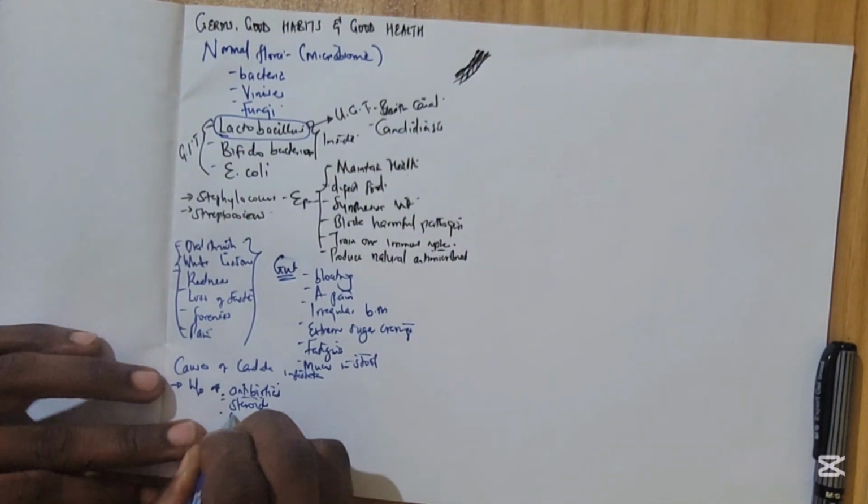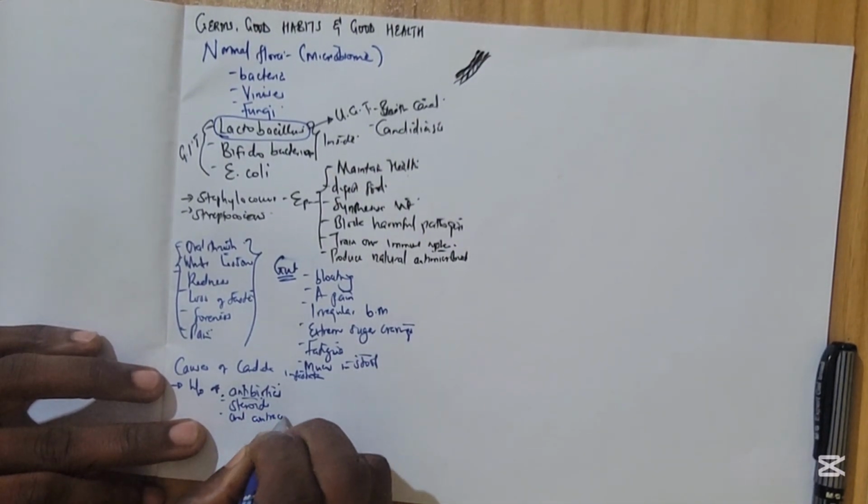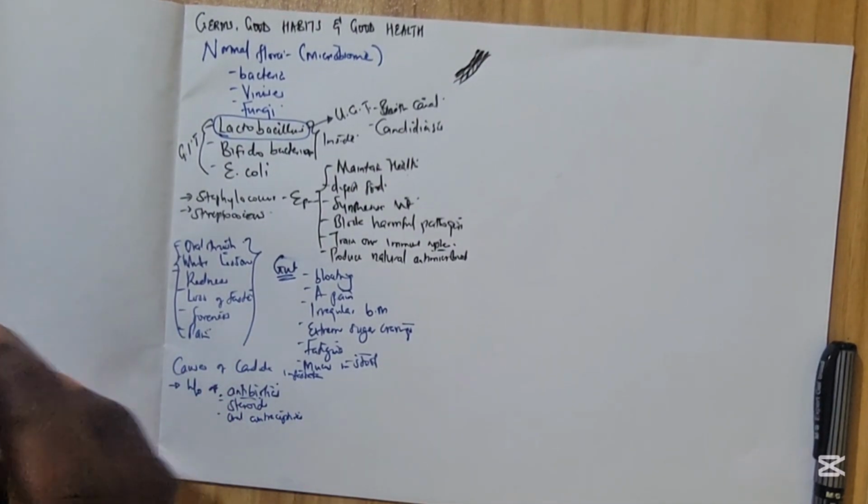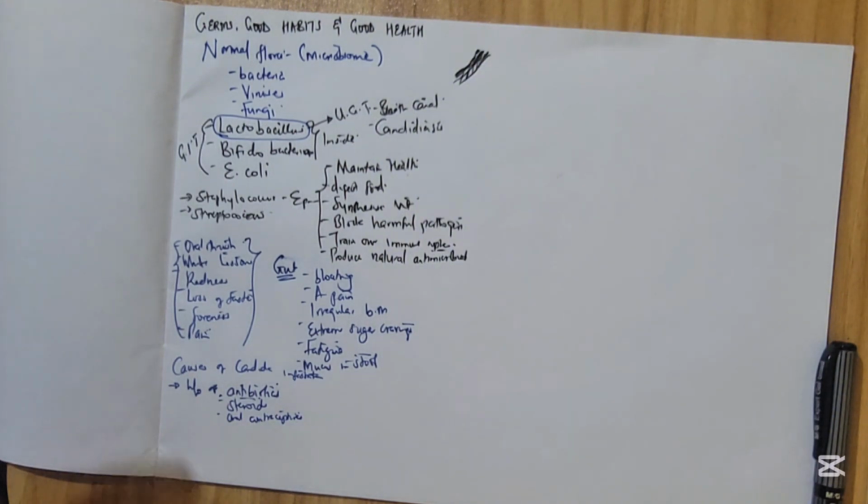Then we have oral contraceptives. These all interfere with the thriving of the microorganisms in our mouth, in our vaginal canal, in our gut. So this gives room for the overgrowth of Candida.